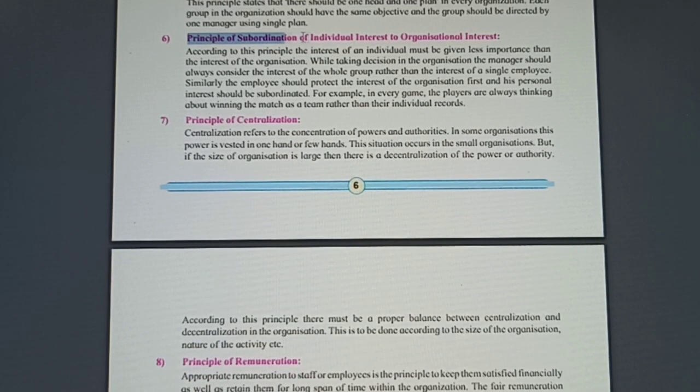Sixth, principle of subordination of individual interest to organizational interest. Okay, so here you can give a small example of a cricket team. There are 11 players in a cricket team. There is one captain and 10 players. For example, if 4 to 5 people make their own separate group and they go against the team, then the team cannot win. Okay, they are going by their own individual interest and not for the team's interest. So a good team, a good organization is that organization where all the people are working for the organizational interest, not for their own interest.